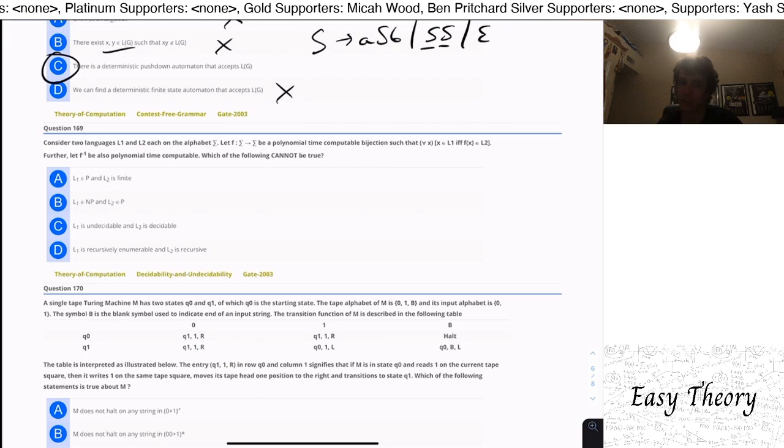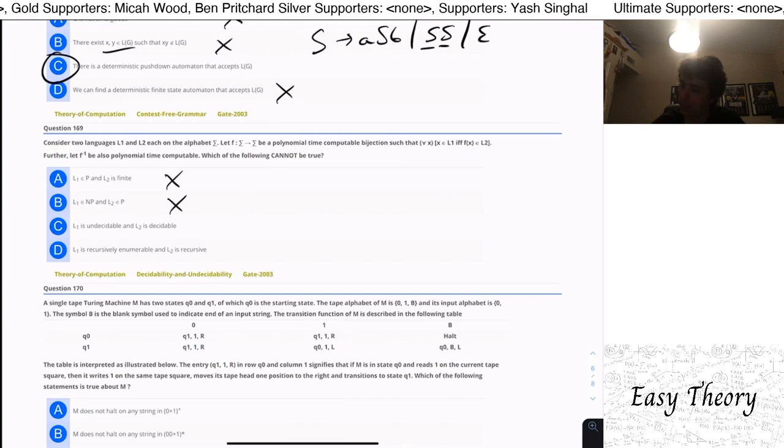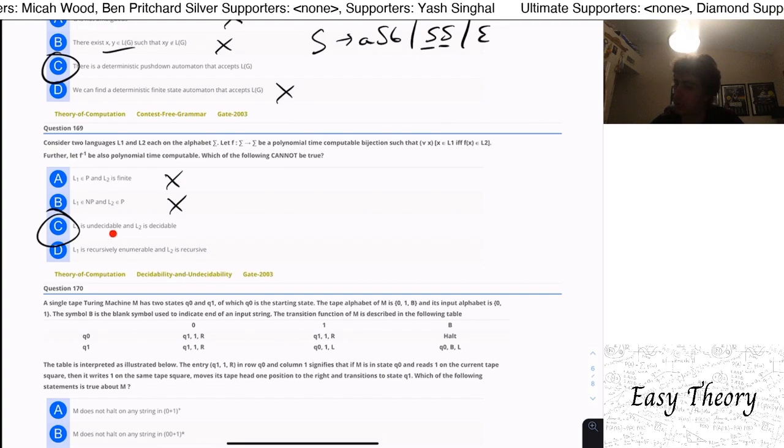So it's just a computable function. We don't know if that's true or not. So that can't be true. Can't be the answer. Oh, C can't be the answer because you can't reduce from an undecidable problem to a decidable one.